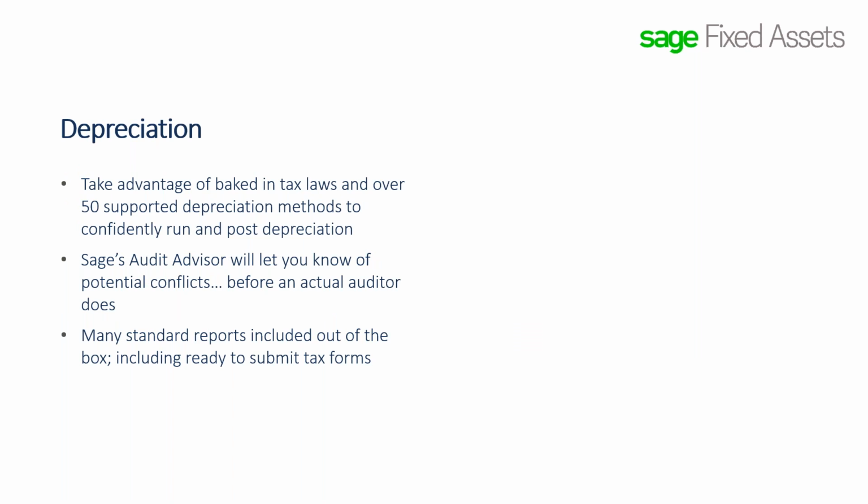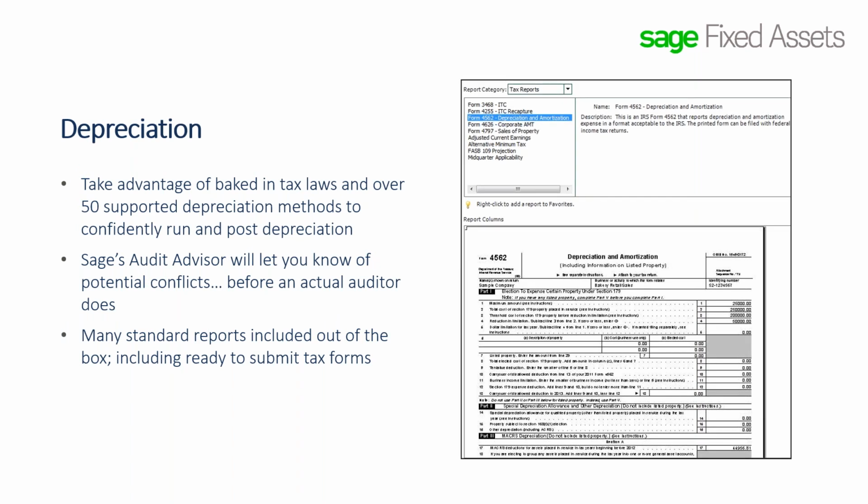So let's talk about the depreciation module. The depreciation module has more than 50 methods built in. So right now, I believe it's 52 depreciation methods built in. It is kept up to date. We update our tax rules each year. That's typically done in January. And we also do feature enhancements, and that's typically done mid-year.